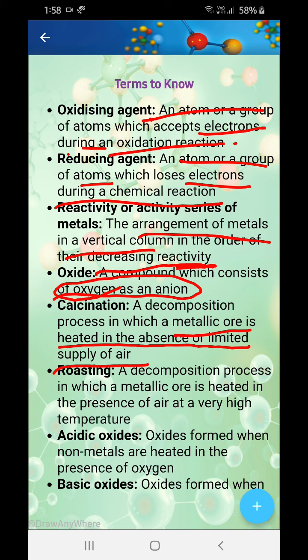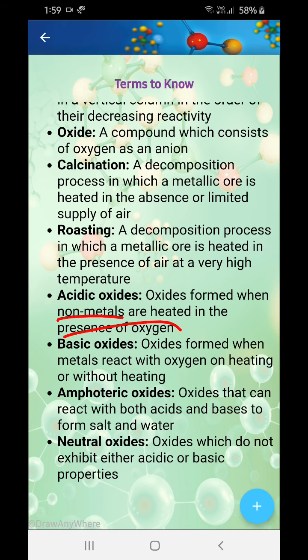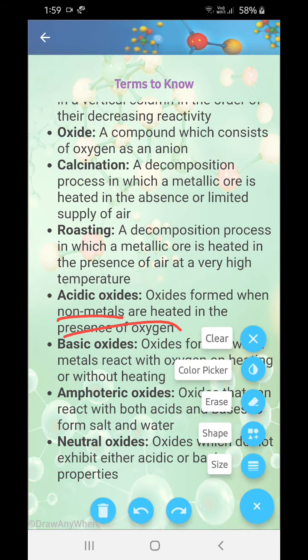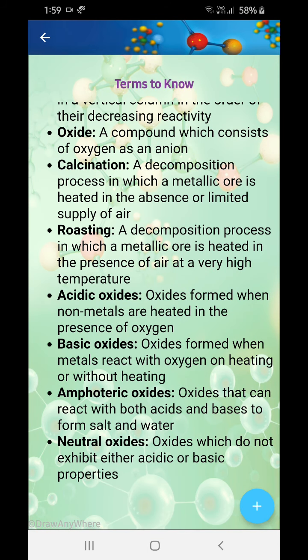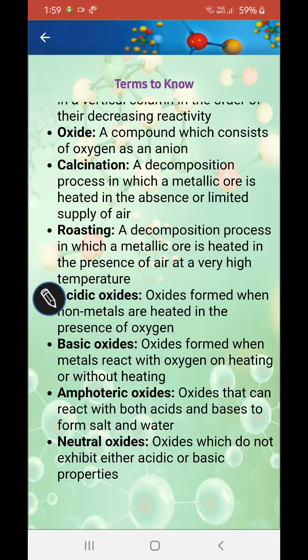Next, acidic oxides: oxides formed when non-metals are heated in the presence of oxygen. Basic oxides: oxides formed when metals react with oxygen on heating, or it can happen without heating also. Now what are amphoteric oxides? Oxides that can react with both acids and bases. Neutral oxides do not react with acids or bases either. Okay, that's it.